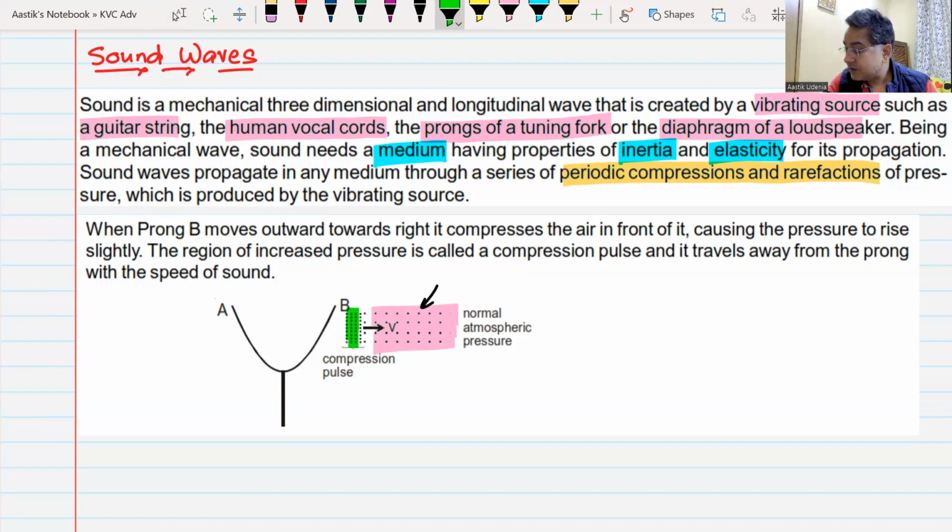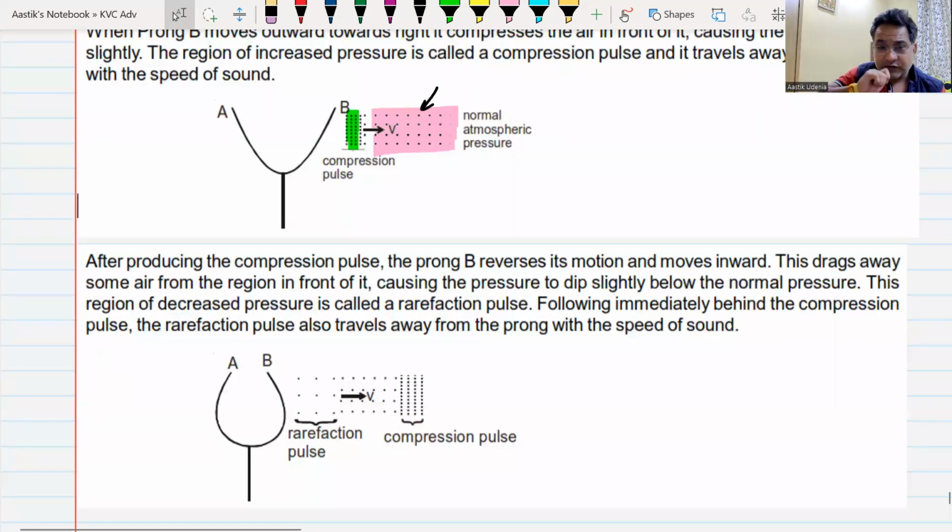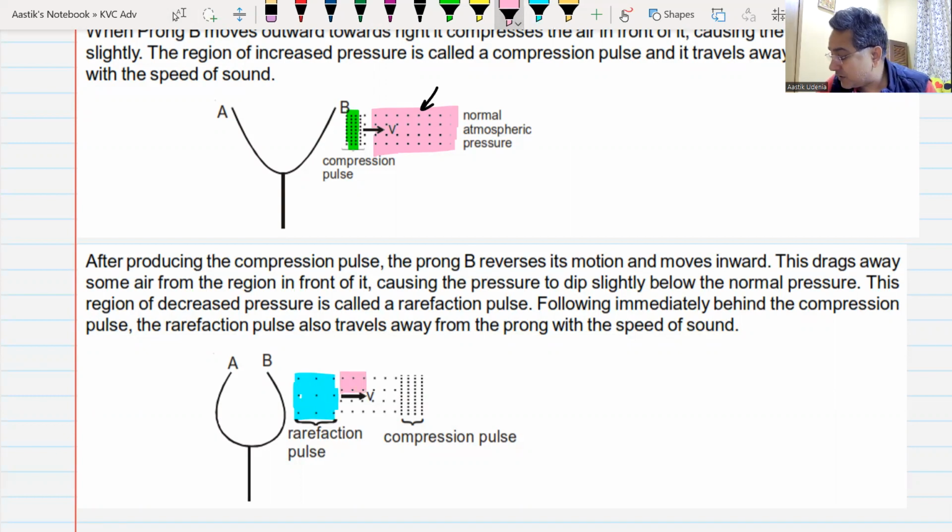If you keep on vibrating it, then when you bring it away, these particles from atmospheric pressure become further apart. So that is the region of rarefaction. Do we see this? This blue region is the region of rarefaction. This pink one is the region of normal atmospheric pressure. And this green one is your pulse, the wave that you have created, and it starts to move. Do we understand this? Yes, sir.